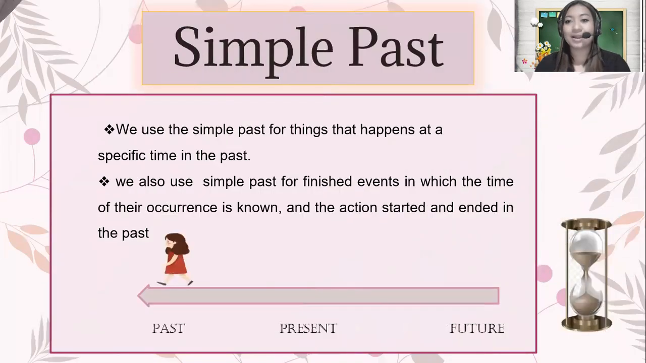So, let's start. We have the simple past. We use the simple past for things that happened at a specific time in the past. We also use the simple past for finished events in which the time of their occurrence is known and the action started and ended in the past. So, for example, I started French last year. That action started and finished in the past, because I am not studying French anymore.